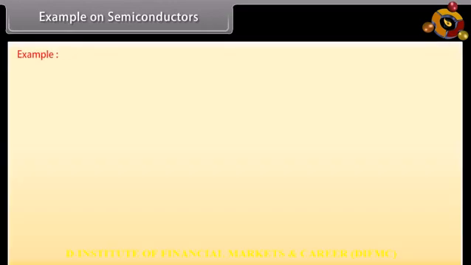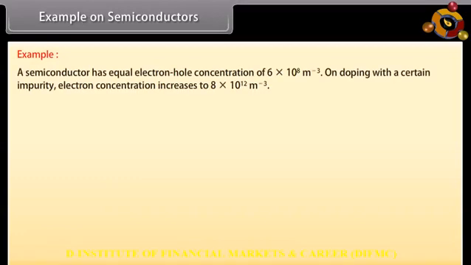Example on semiconductors. Let's take an example on semiconductors. A semiconductor has equal electron-hole concentration of 6 × 10^8 per meter cube. On doping with a certain impurity, electron concentration increases to 8 × 10^12 per meter cube.